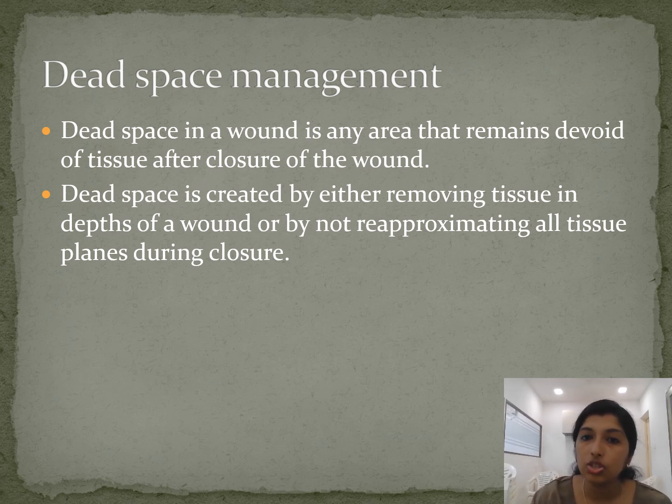The first one is your deeper layer, the mentalis muscle, and the superficial layer is your oral mucosa. Most intraoral closures are usually one layer closure. But when you go extraorally, especially over your TMJ or your temporal region, you need to do layer by layer closure.